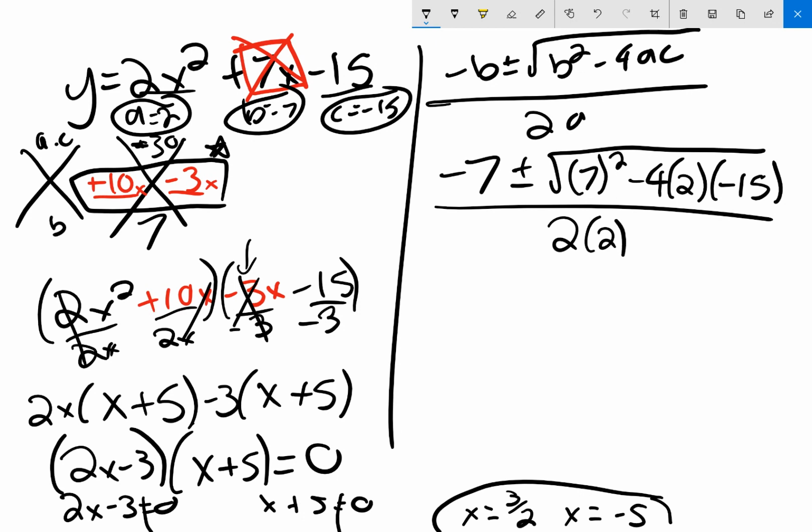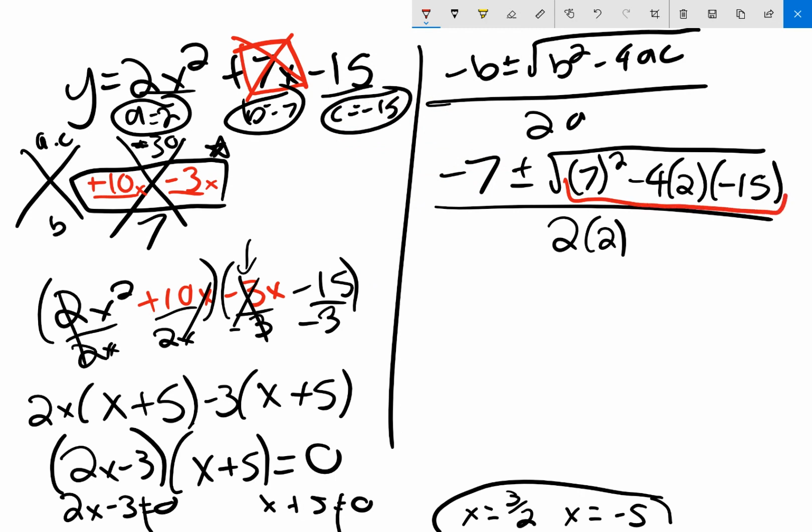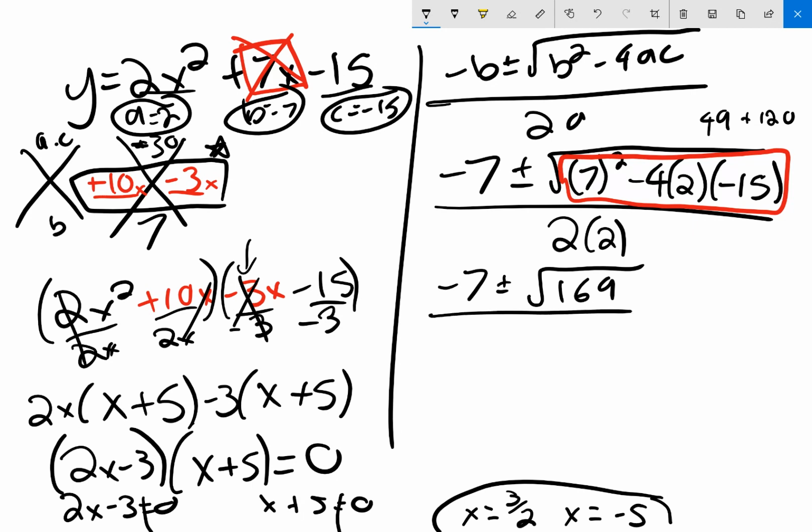So if you want to type in your calculator everything you see underneath this radical, you can. So 7 squared minus 4 times 2 times negative 15. Let me try to do this in my head first because I don't have my calculator. But if you type it in the calculator, you should get the same number I do. Let's see, 49 plus 120. Yeah, so that would be 169. And I didn't do the square root yet, I just did the numbers on the inside. And then divided by 2 times 2, which is 4.